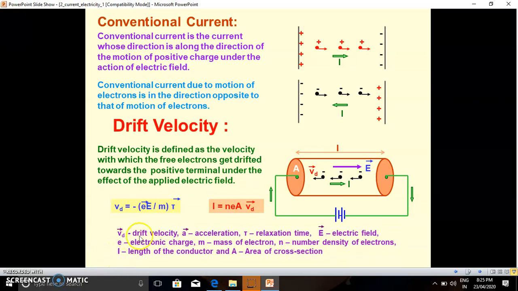So here Vd is nothing but drift velocity, the constant velocity attained by the electrons against the direction of the electric field. A is the acceleration of the electrons. T is the relaxation time. So here I want to explain what the relaxation time is.